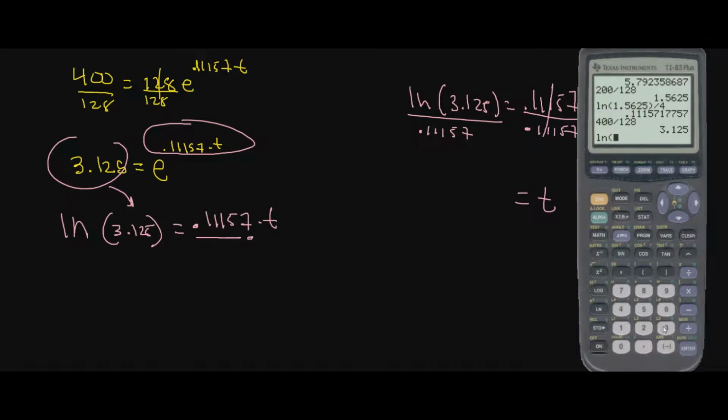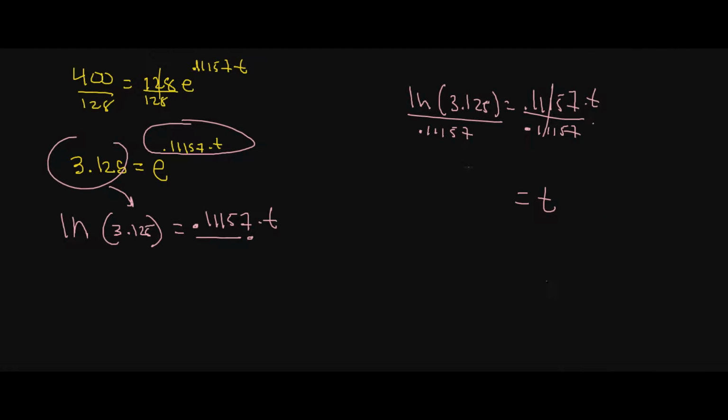ln of 3.125 divided by 0.1157, and that's 10.21 minutes. So in 10.21 minutes, it's going to grow to 400 colonies.